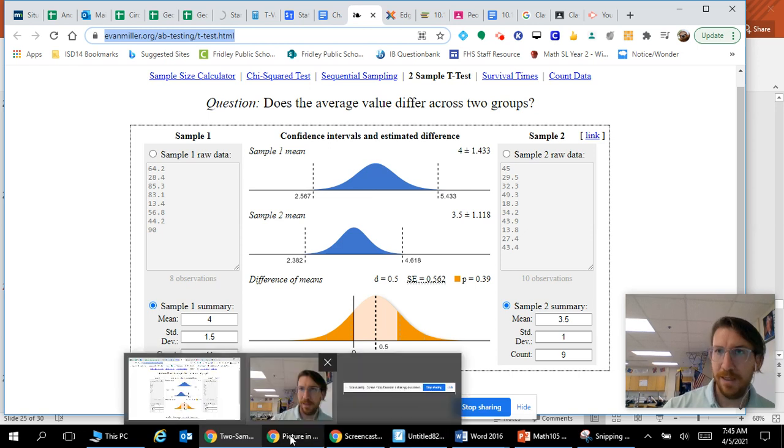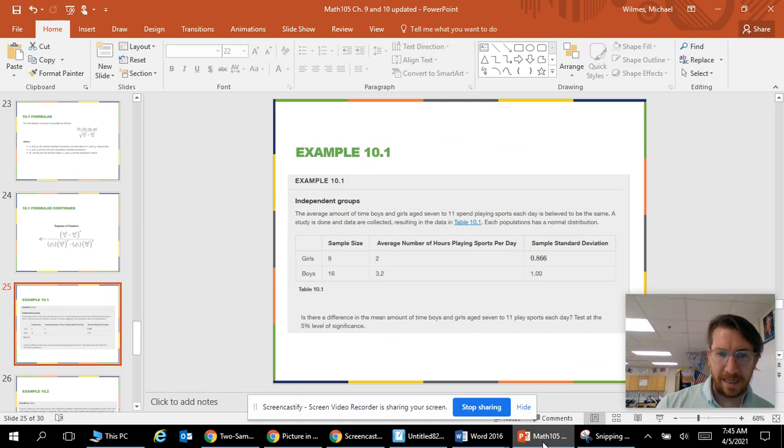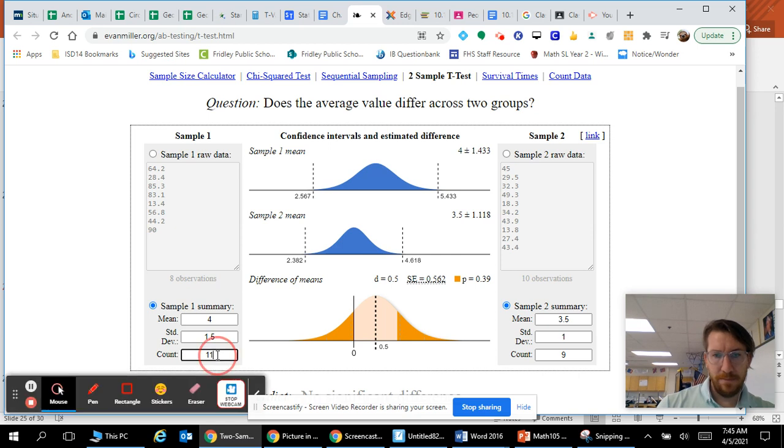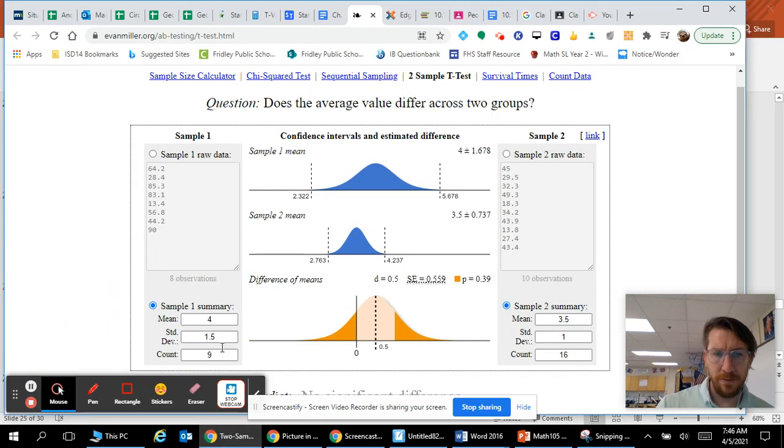All right, so I just need to record my numbers. So sample size of 9 and 16. So go inside of here. It's a little slow this morning. 9 and 16. It's kind of nice as I update this, it shows me all of these visuals. Love this calculator. Average of 2 and 3.2.